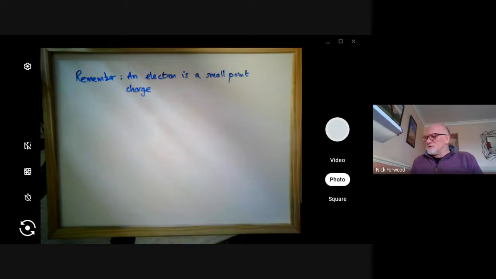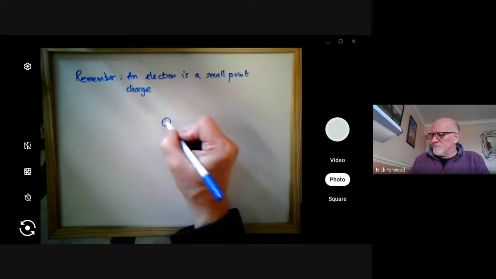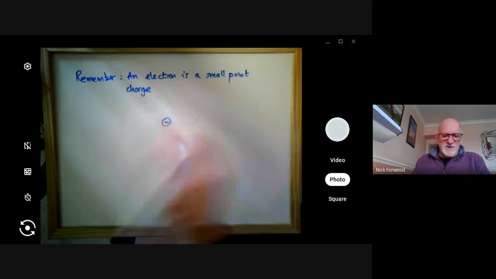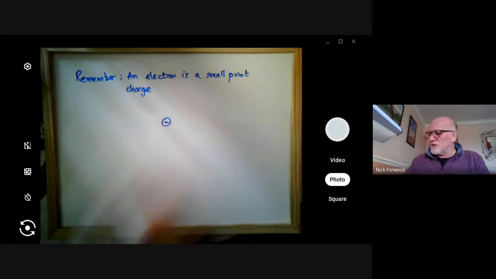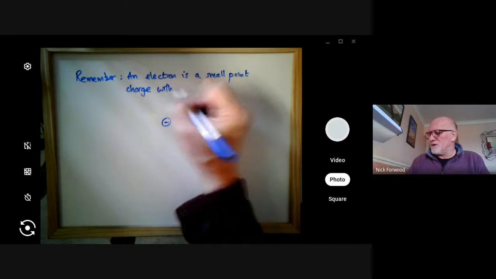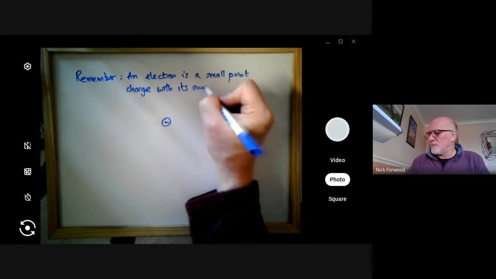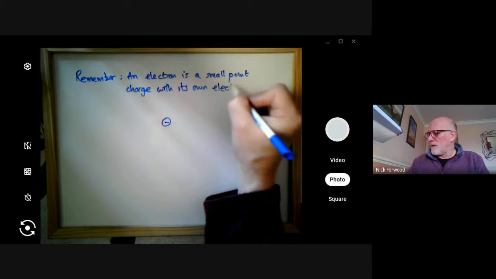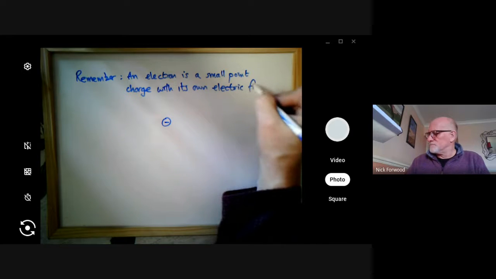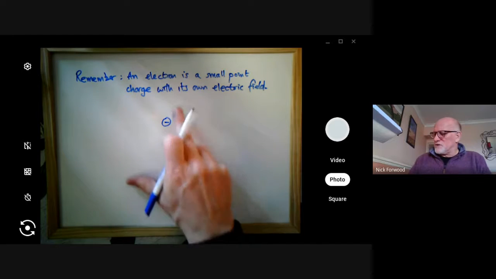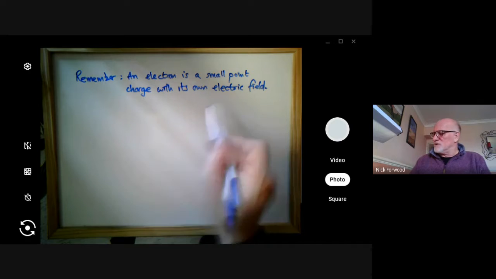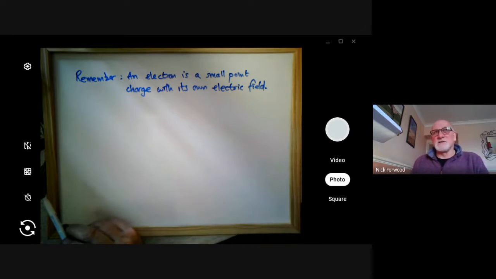So an electron is a small point charge, and we've done that in electric fields. So you take your electron, and it's got a field that exists around it already. So an electron is a small point charge with its own electric field. Now, if this electron isn't moving, it's still got its own electric field, but it hasn't got a magnetic field.